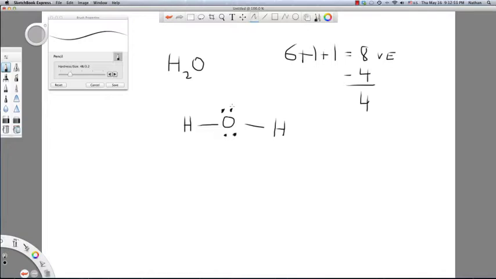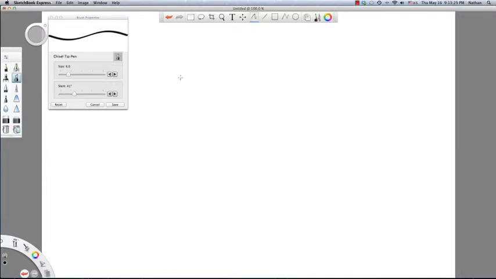And then that leaves the oxygen with 1, 2, 3, 4, 5, 6, 7, 8 electrons. Everyone's happy. That's 4 minus 4, 0 valence electrons left. Perfect, you're done. That's it. Let's do another one.